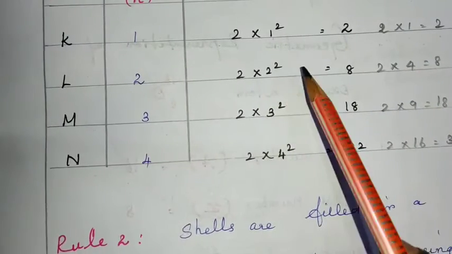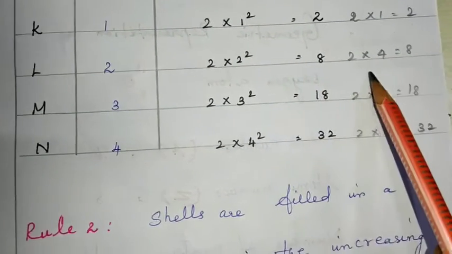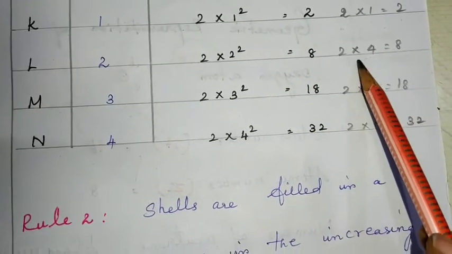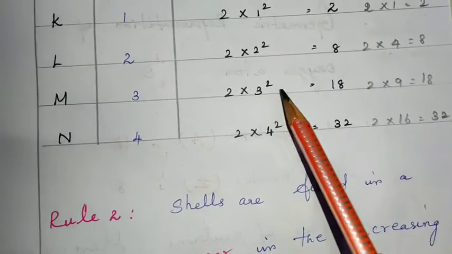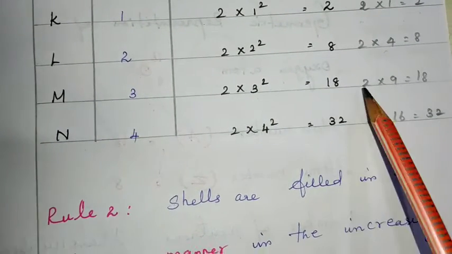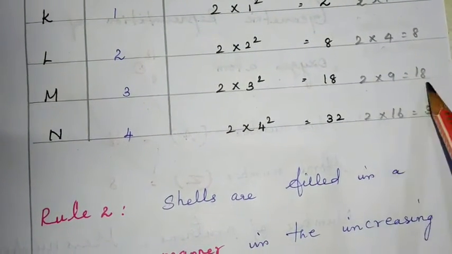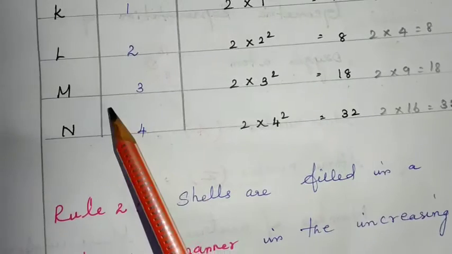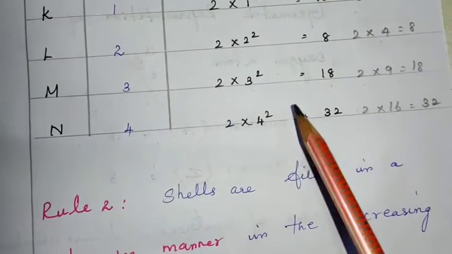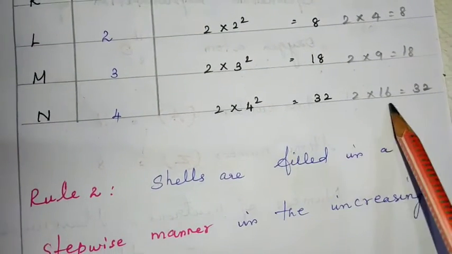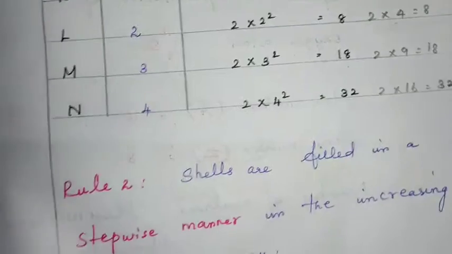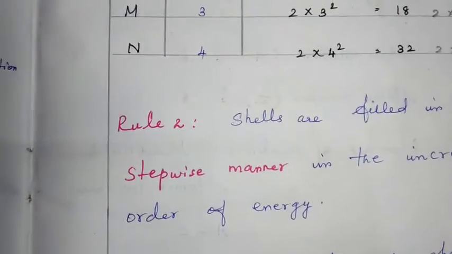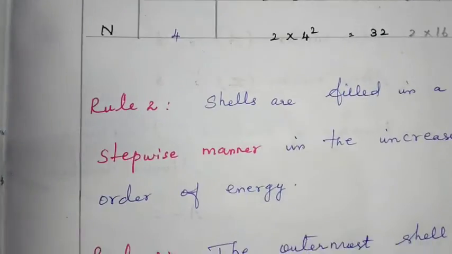2 into 2 square is equal to 8. That means 2 2s are 4, so 2 into 4 is 8. And next, 3 3s are 9, so 2 9s are 18 electrons accommodated in the M shell. 4 4s are 16, so 2 into 16 is 32 electrons accommodated in the fourth shell. That means the N shell, children.